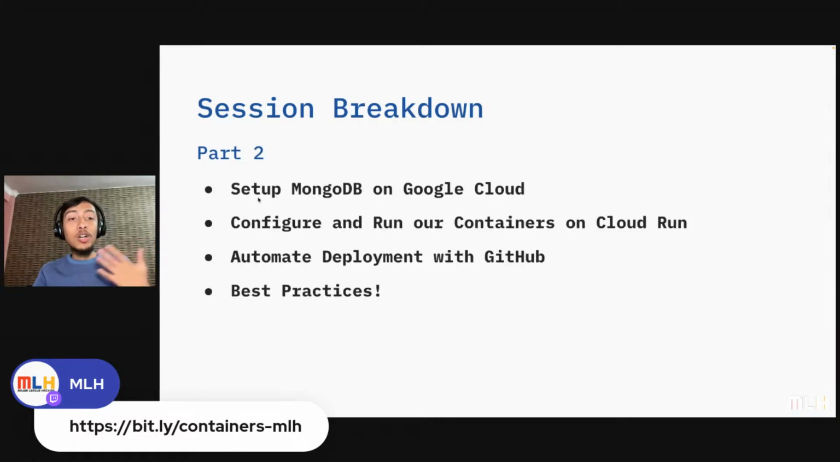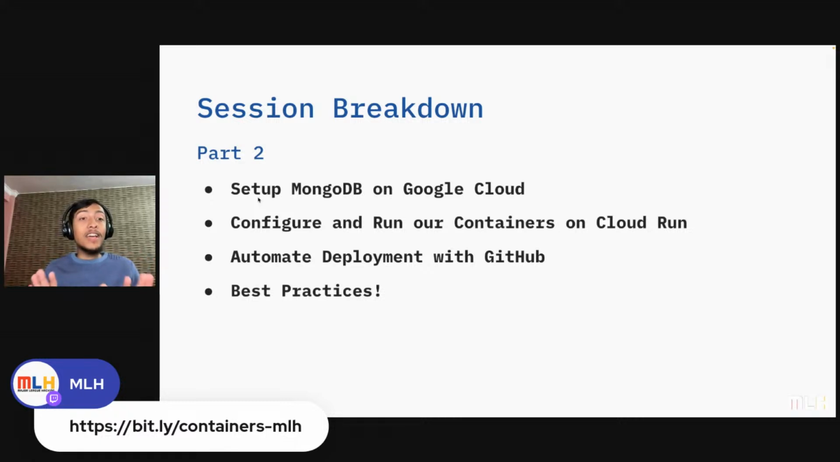And in part two, we will be first setting up a database for our application, since I will be using a MEAN stack-based application that will utilize Angular in the front end, MongoDB as the database, and Express as the Node.js framework. So we'll be setting up Mongo Cloud and using Google Cloud, and then we will configure and run our containers on another Google Cloud service that is called Cloud Run. So we'll be using Cloud Run to run our containers.